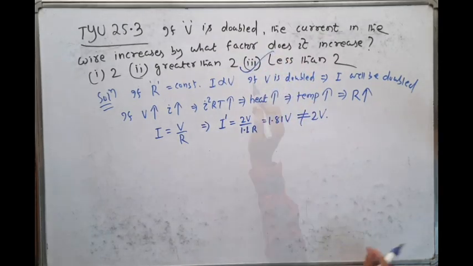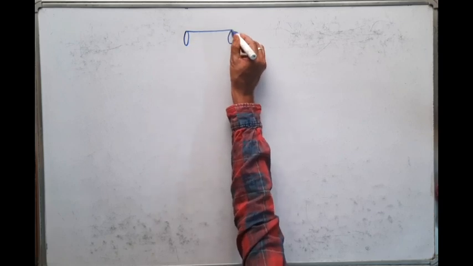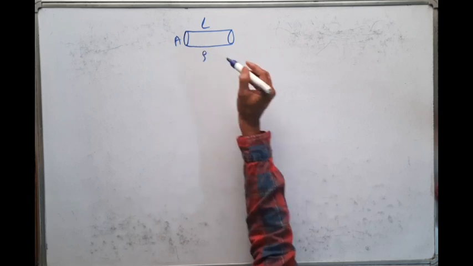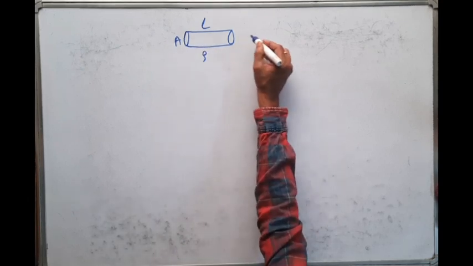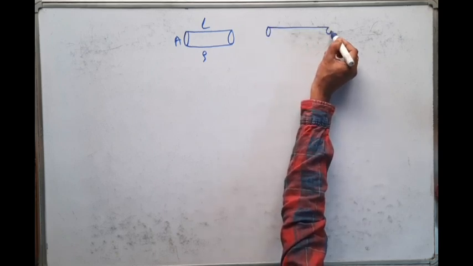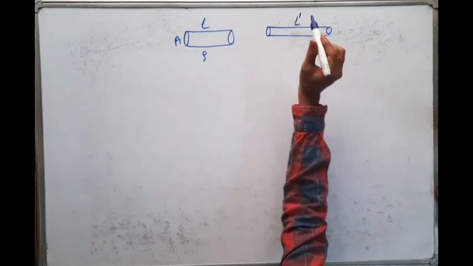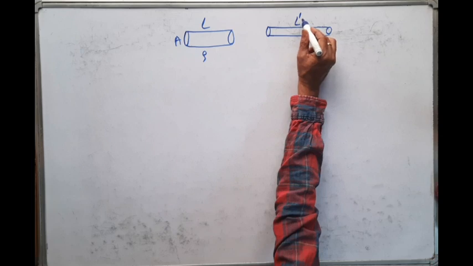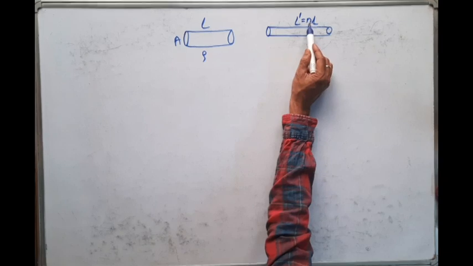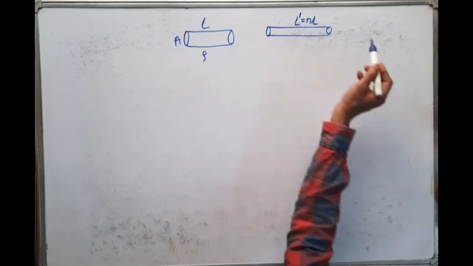This answer is correct. Now see, suppose this is a conductor. Here length is L, area of cross section A, rho is the specific resistance. I will stretch this conductor. I will extend this conductor. That means length is now increased. Length is increased by what times? Let us say n times L. So this length may be 2 times L, 1.5 times L. However the length increases.